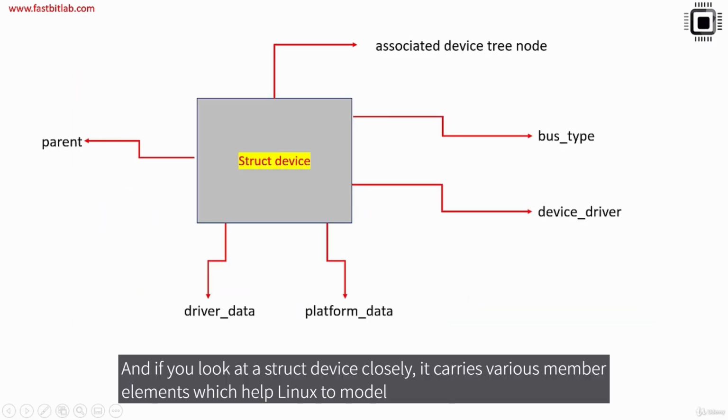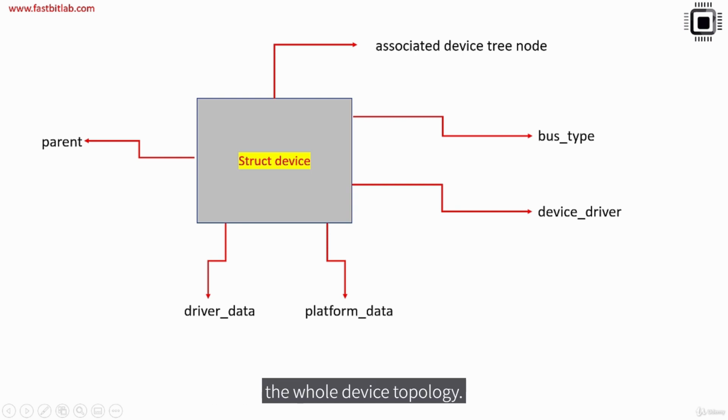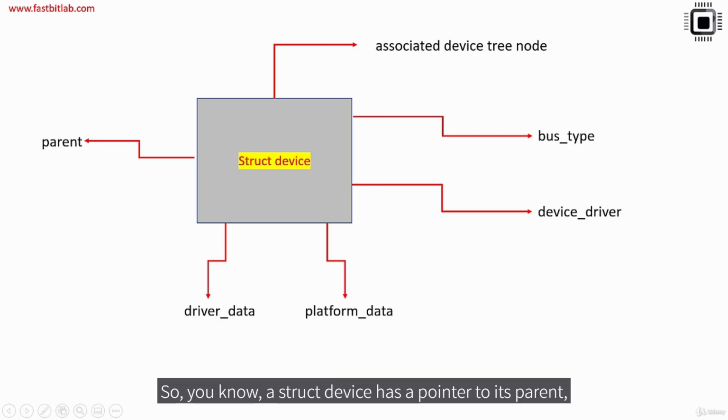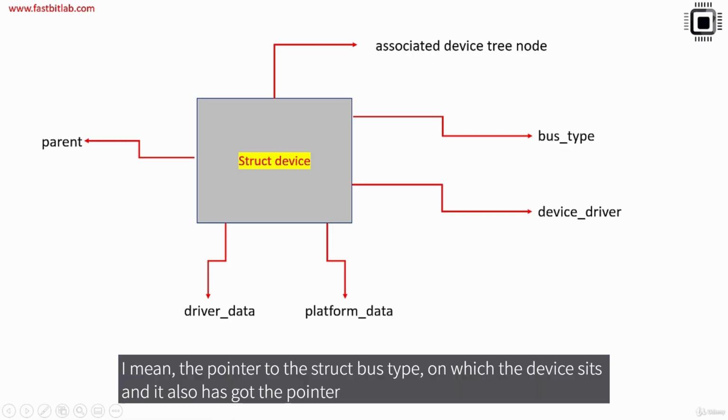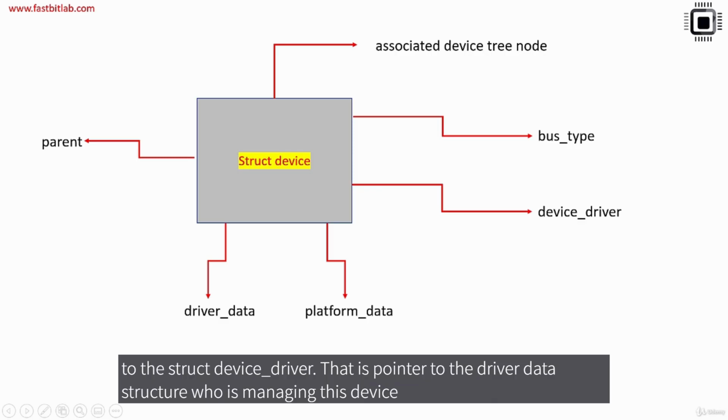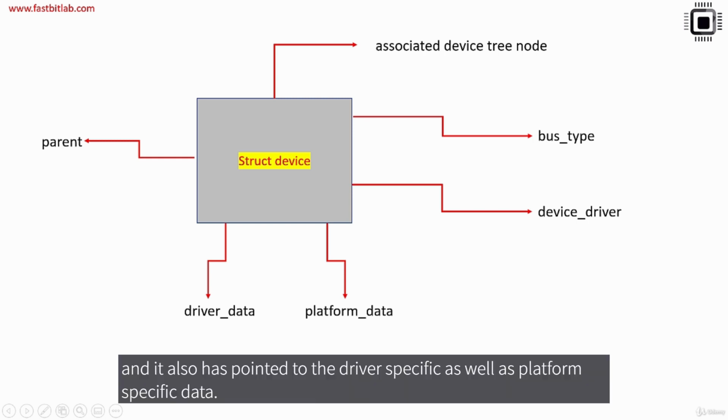If you look at struct device closely, it carries various member elements which help Linux to model the whole device topology. A struct device has a pointer to its parent, a pointer to its associated device tree node, and a pointer to its bus type, that is, the struct bus_type on which the device sits. It also has a pointer to the struct device_driver, the driver data structure that is managing this device, and a pointer to the driver specific as well as platform specific data.